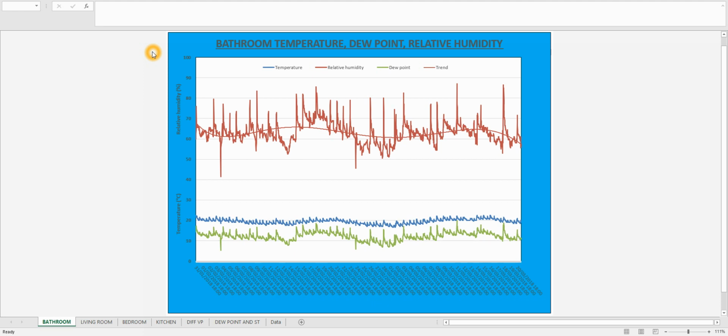So the surface temperature measurements are going to show the temperature of the wall, and then you can put that in comparison with the dew point in the room, so you can actually see where these meet and prove condensation occurs. So I'm just going to give you a little bit of a basic demonstration on the graph.